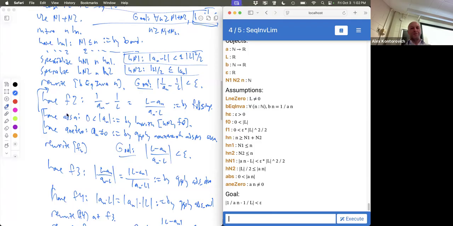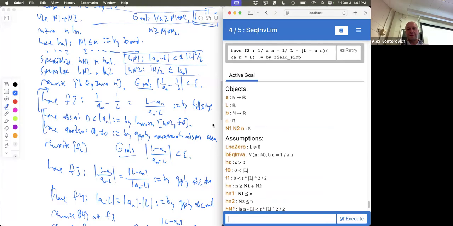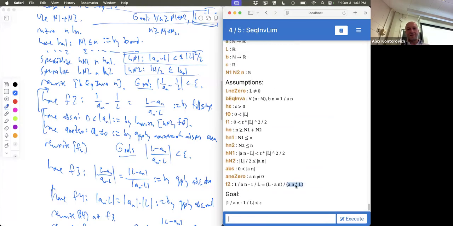And now we're going to make this F2. Have F2, which is that 1 over AN minus 1 over L is L minus AN over AN times L. Hopefully it'll accept that. We'll find out in a second. And that's by field simp, please. Yes. Okay. We got it. And now let's rewrite by F2. Okay, the goal is L minus AN over AN times L is less than epsilon. We're making good progress.